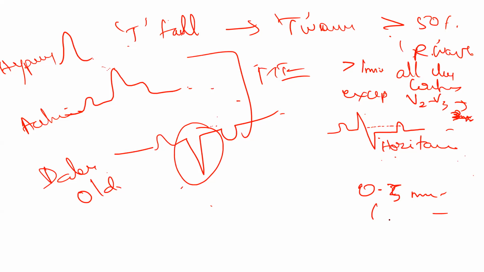The more important thing is contiguous leads. Contiguous leads means you can't have a finding in lead 1 and AVR. You have to look at the leads which are closer together, and that change has to be reflected in all the leads which are closer. That is what I mean by contiguous leads.